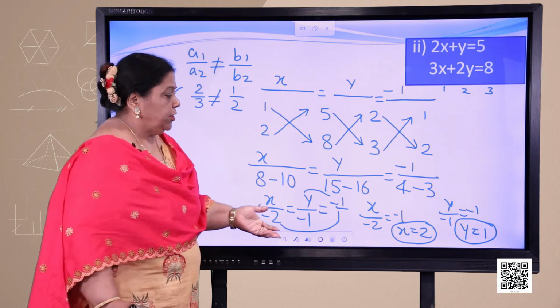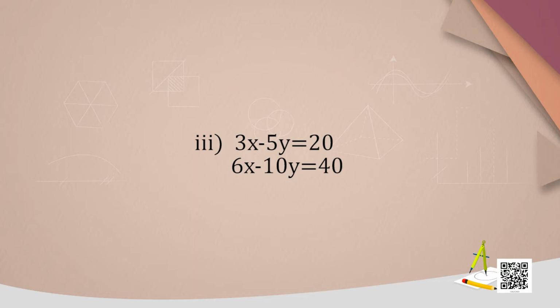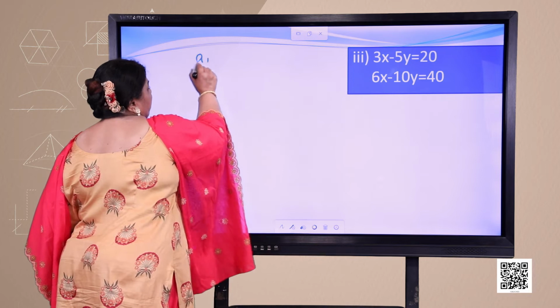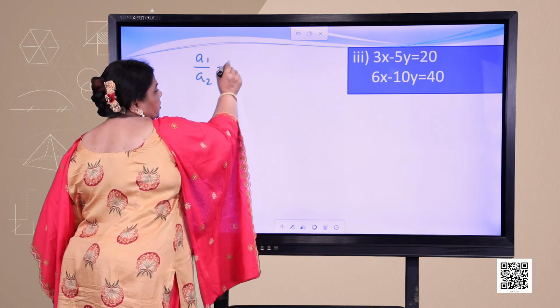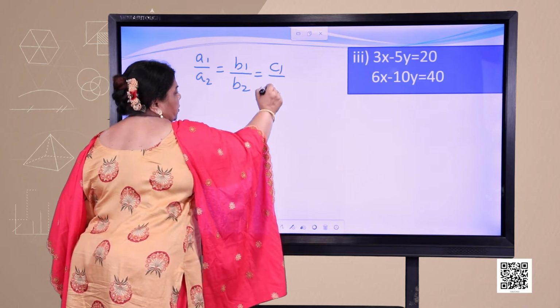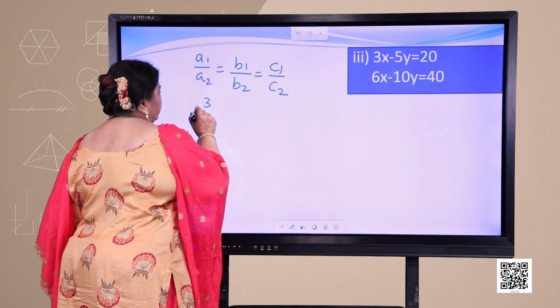Now, let us look into the third part. Let us see the third part. 3x minus 5y is equal to 20 and 6x minus 10y is equal to 40. Let us check the condition first. a1 upon a2 is equal to b1 upon b2 is equal to c1 upon c2. I think this is the case here.